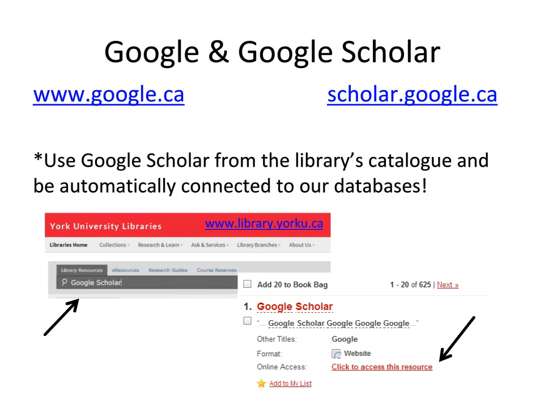And just so you know, if you use Google Scholar from the library's catalog homepage, you will be automatically connected to our databases. So go to library.yourcu.ca and in the search box, type in Google Scholar. The first result that you get, please click to access this resource and do your regular Google Scholar searching there.